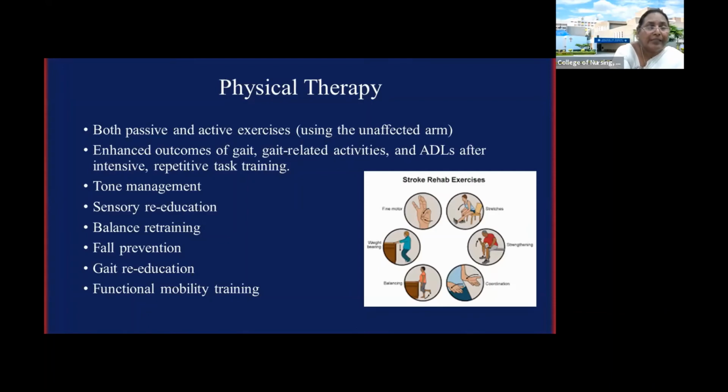They do a lot of exercises. They make them walk, they make them get down, stand first, and there are many devices that they use. And all is focused on tone management. Tone management is the muscle tone. The muscle becomes flaccid in a paralytic arm, so you have to strengthen the tone, and that is called tone management. Then sensory re-education, balance retraining, fall prevention. 60% of patients who are hemiplegic will have a fall in the first 3 months, they say. Studies have said that. So fall prevention is another important strategy that we'll have to teach them. Gait re-education and functional mobility training.